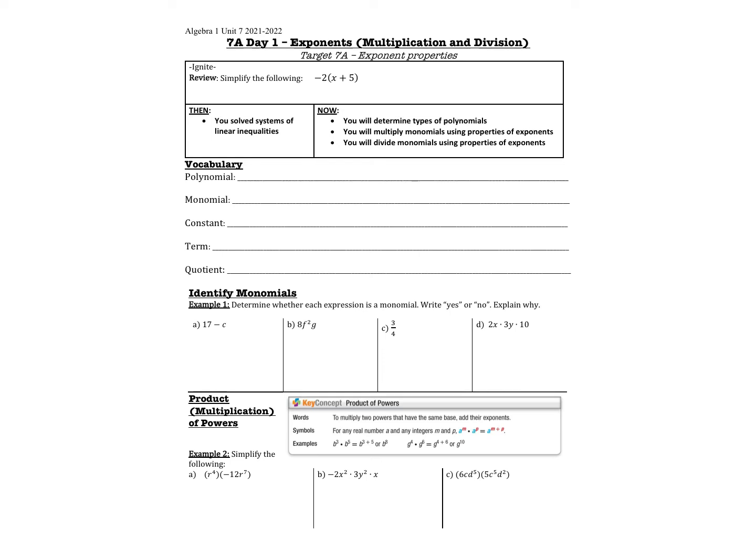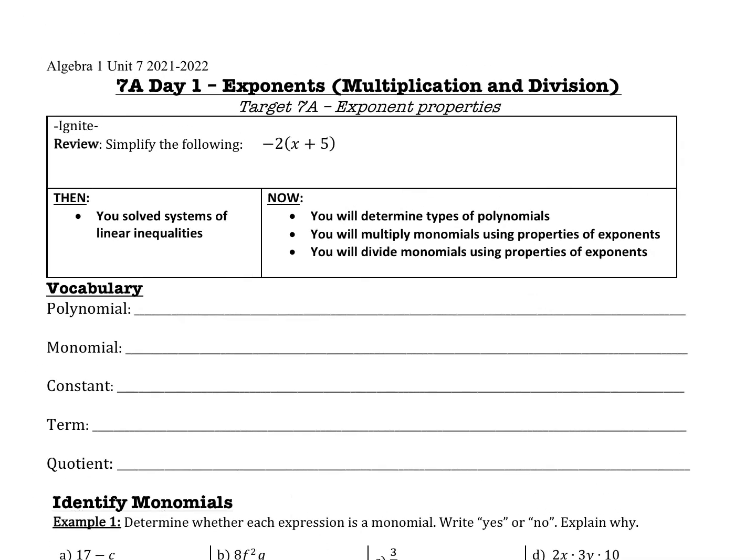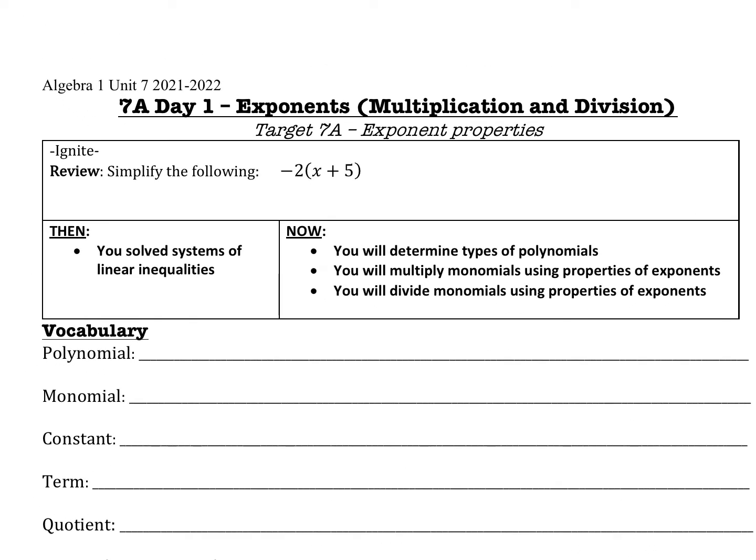All right, we're working on our exponent unit with multiplication and division. First, we're going to work on our ignite, just a little warm up here. So this will get us back into multiplication, where this is our distributive property. So we would end up with negative 2x minus 10. All right, as a reminder, we've solved systems of linear inequalities. Now we're going to talk about polynomials, multiplying with exponents and dividing with exponents.